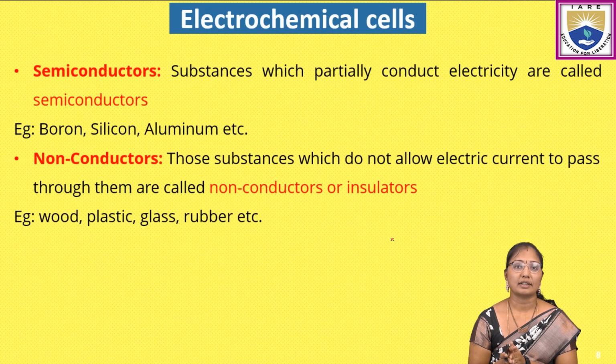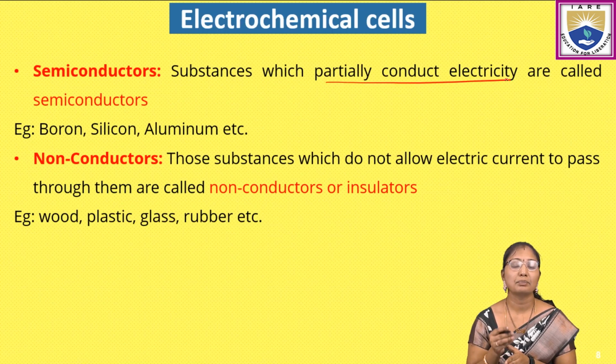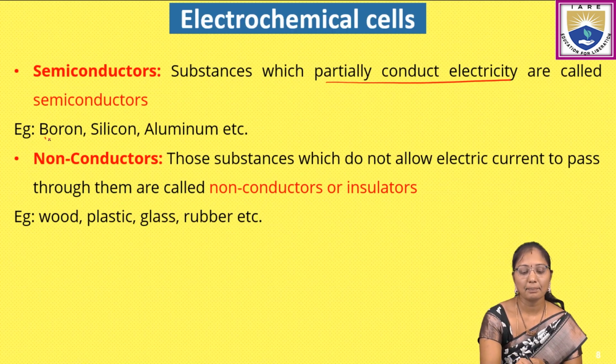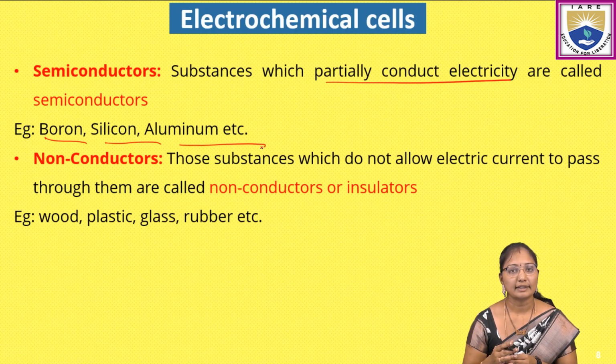So what are semiconductors? These are the substances which partially conduct electricity, because the electron flow will be very less compared to the good conductors. Compared to the metals, the electron flow will be less, so they conduct electricity very partially. Examples: boron, silicon, and aluminium come under the semiconductors category.